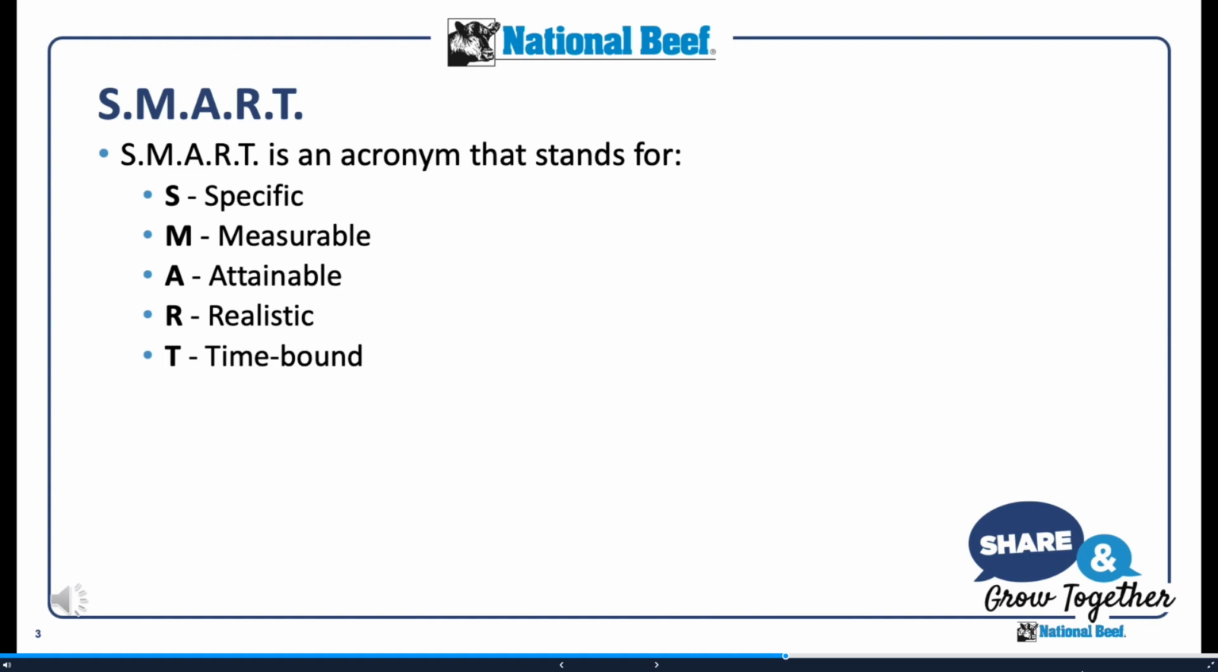SMART is an acronym that stands for S, specific, M, measurable, A, attainable, R, realistic, and T, time-bound. Let's go through each of the 5 letters of the acronym.